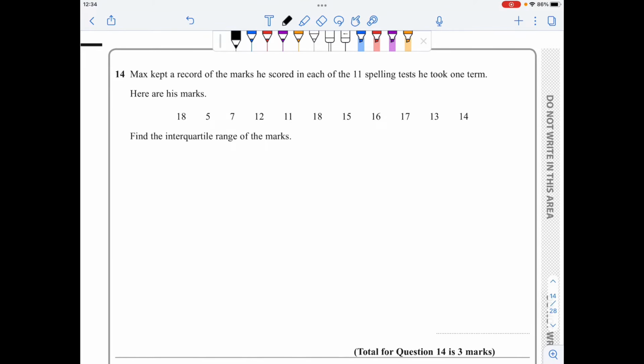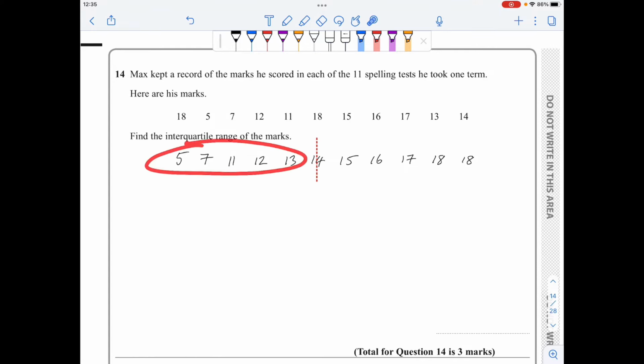For question 14, I'll start by putting these numbers in ascending order. Now you can either do this by inspection or using the formula for the lower and upper quartiles. If you're going with inspection, note that the middle value is 14, and the middle value of the left part, these numbers here, is 11. So that would mean Q1 is 11, and the middle number of the other set of values is 17.